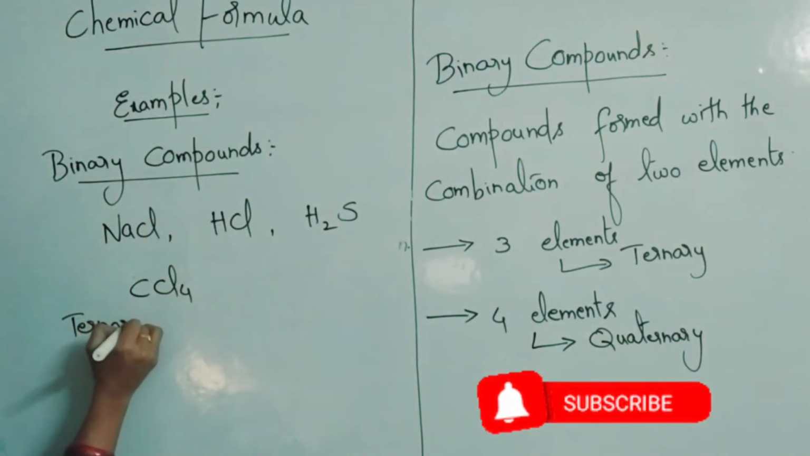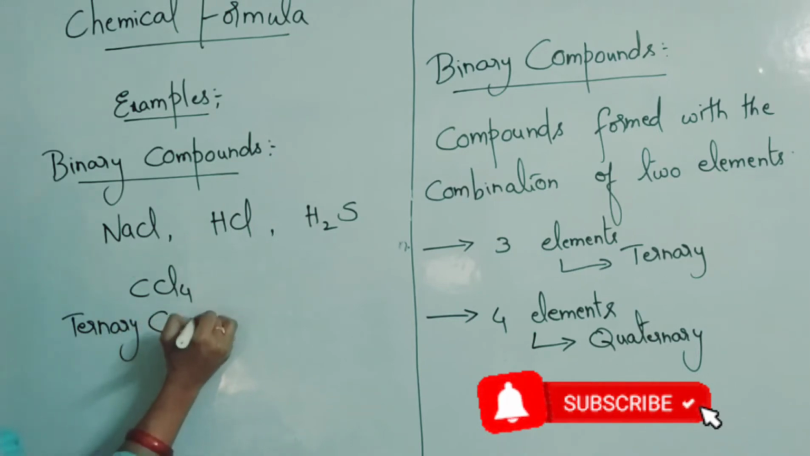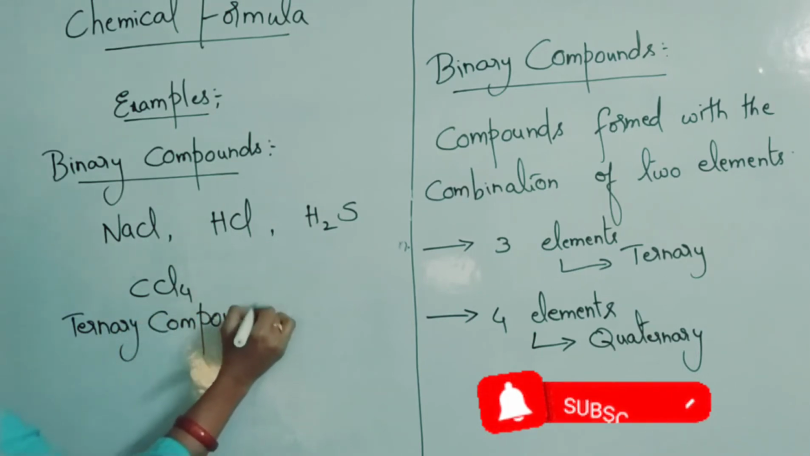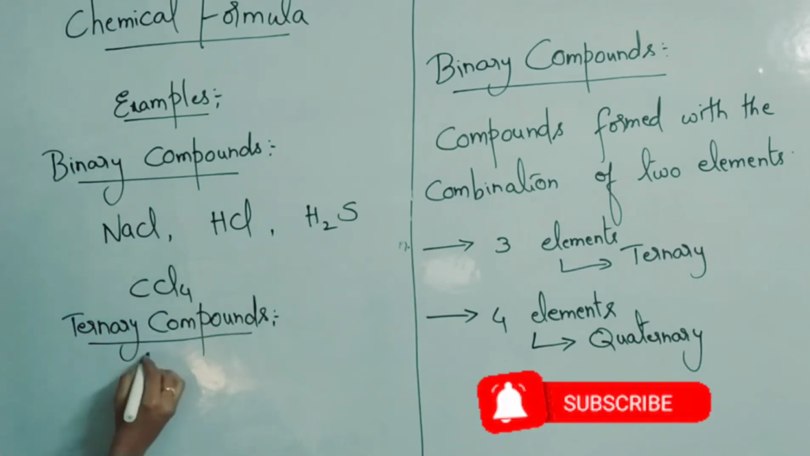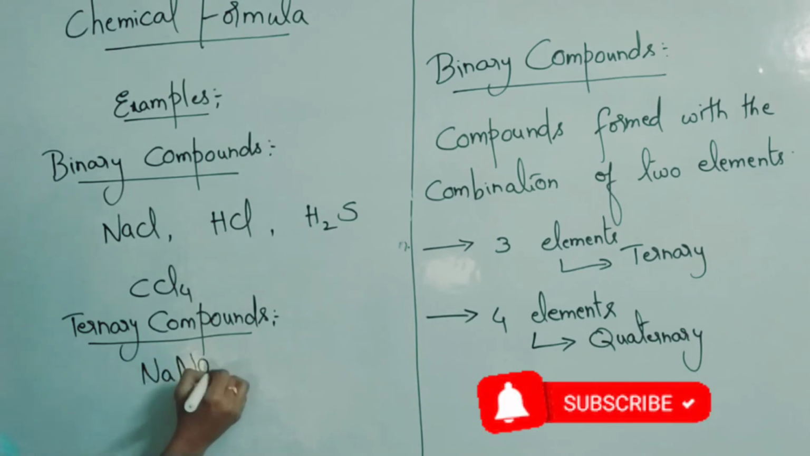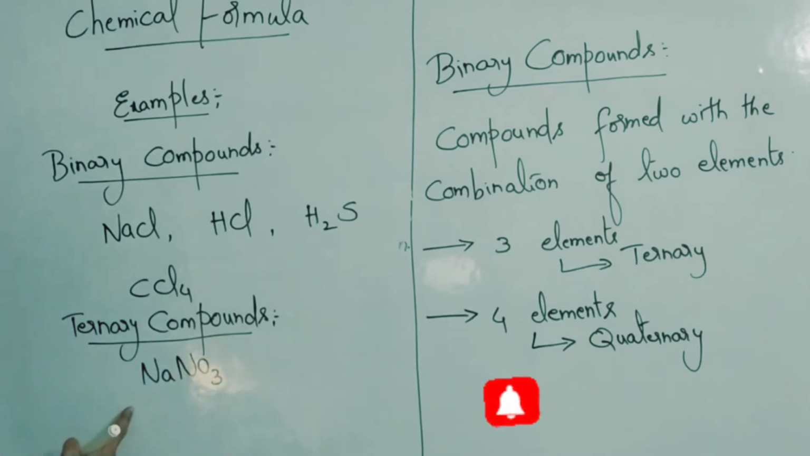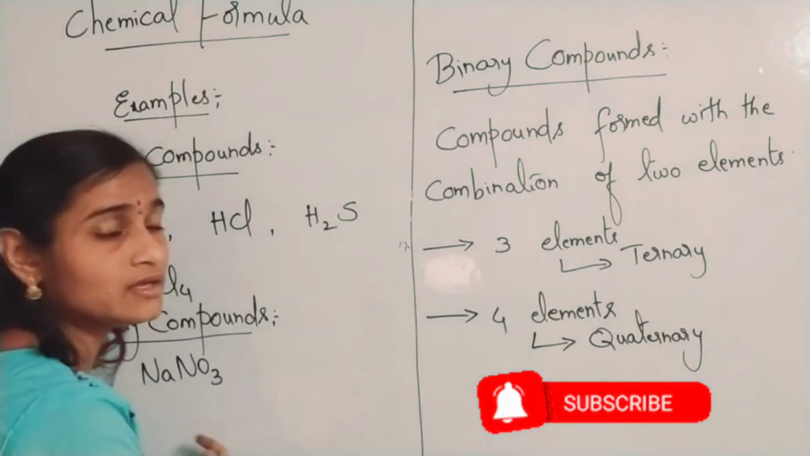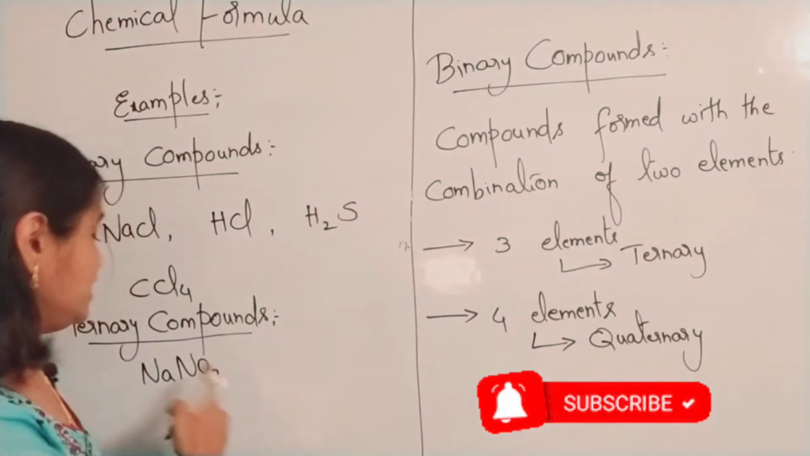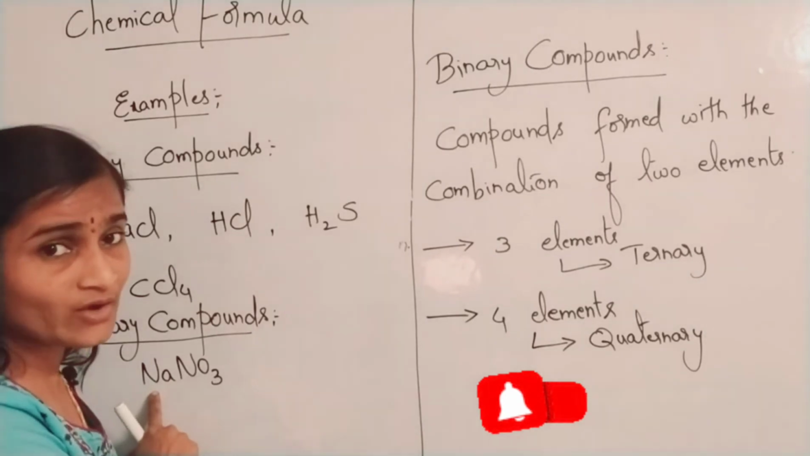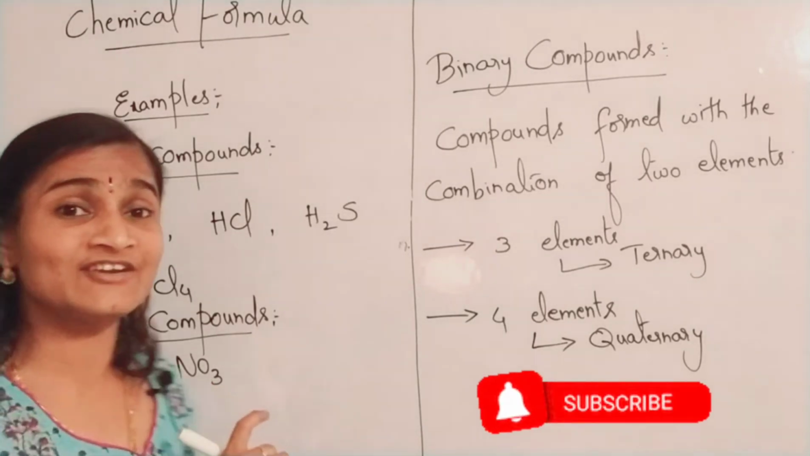Then ternary compounds. What are the examples of ternary compounds? You can take the example of NaNO3. Yes, look at this example, NaNO3. NaNO3 means sodium nitrate. Na stands for sodium ion, NO3 stands for nitrate ion.